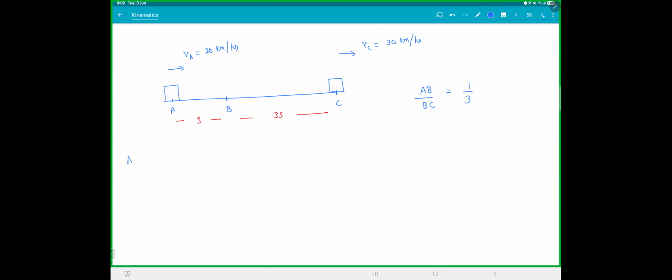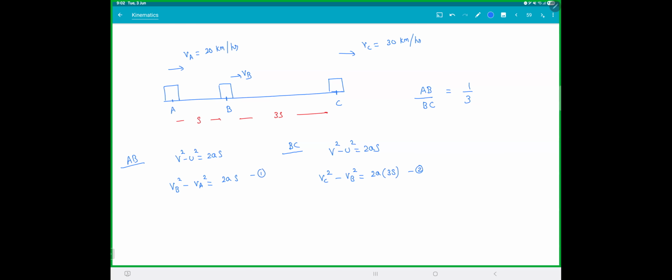So let's use it for A to B. When you're at B, the speed is VB. So we are using the equation V square minus U square is 2AS. So V is final. So here it is VB square minus VA square. Acceleration I don't know, so let it be A and let it be S. When you go from B to C, same story. V square minus U square is 2AS. So this will be VC square, and B is the initial. This will be 2A, 3S.